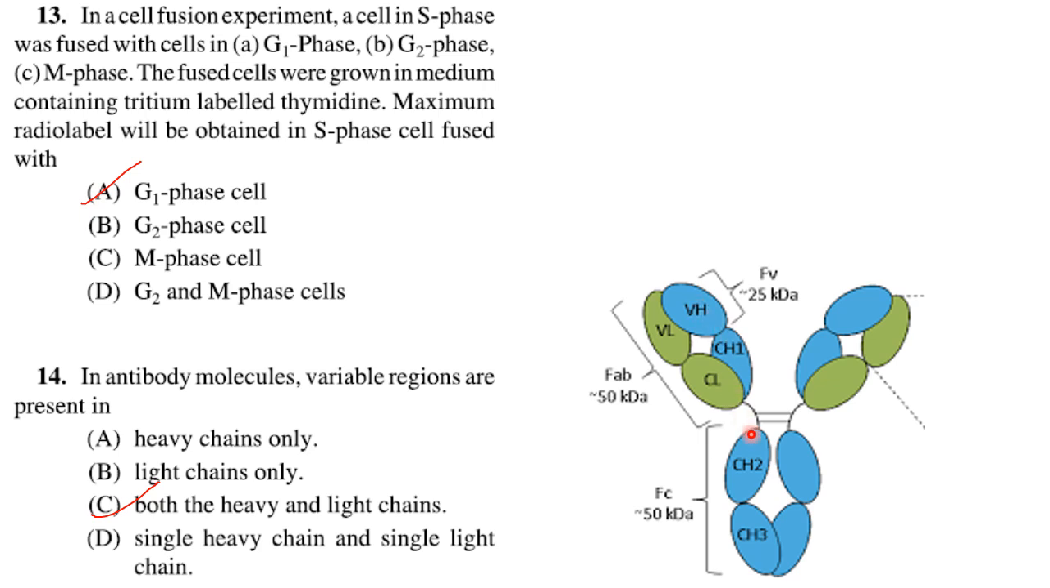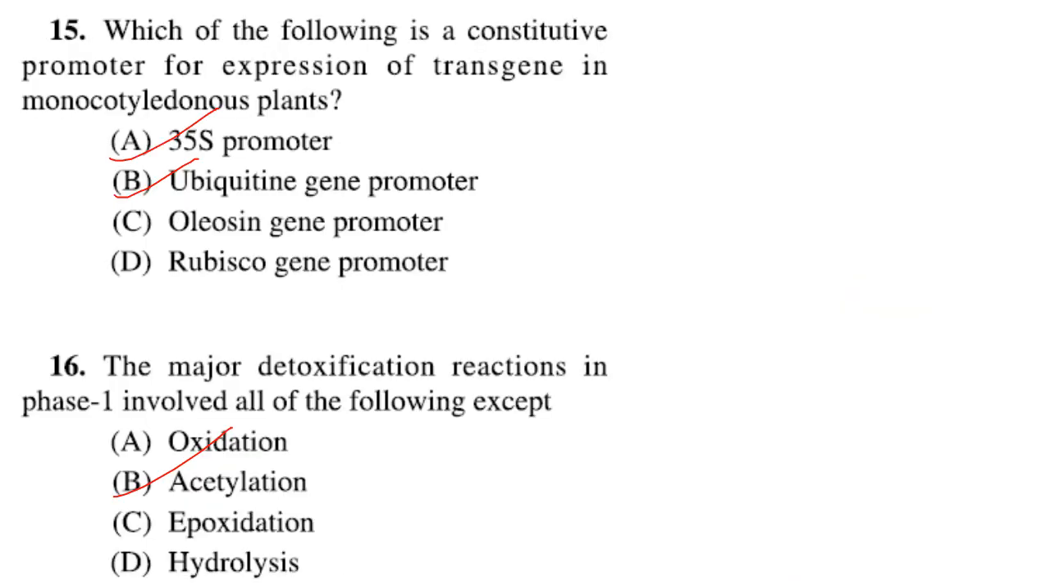So this is the heavy chain, the blue one, and the green one is the light chain. So this is the variable region of the light chain. This is the variable region of the heavy chain. These are the constant regions of the heavy chain. So in antibody molecule, variable regions are present in both heavy and light chains. Answer is option C. Then which of the following is a constitutive promoter for expression of transgene in monocotyledonous plants?